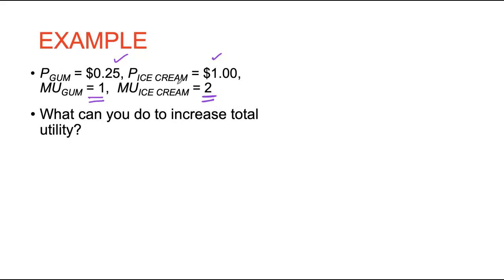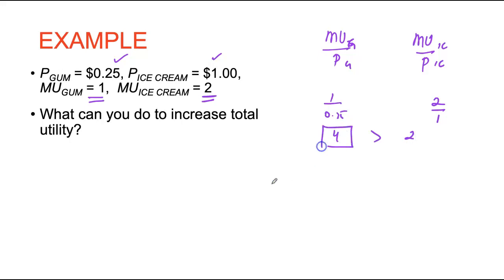Note, the actual consumption of each of these goods is not given. We are just given the marginal utility from the current consumption bundle, and we are also given the prices of the 2 goods. Given this information, what do you think the consumer can do to increase his or her total utility? Next, we just compare the marginal utility per dollar from each of these 2 goods with each other and see how should the consumer spend his money. Should he spend more on gum or should he spend more on ice cream? So per dollar marginal utility from gum would be 1 over 0.25. Per dollar marginal utility from ice cream would be 2 over 1, which is 2. 1 divided by 0.25 is 4 versus 2. So 4 is definitely bigger than 2.